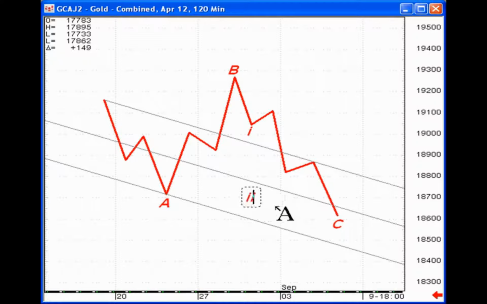There's wave 1, here's wave 2, 3, 4, and of course 5. And let me fix that up. There we go.